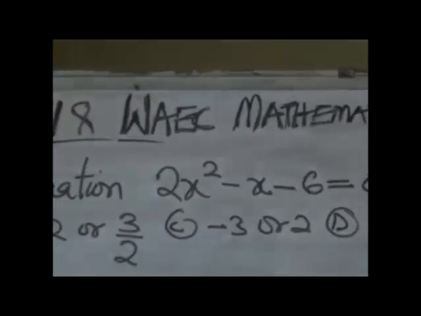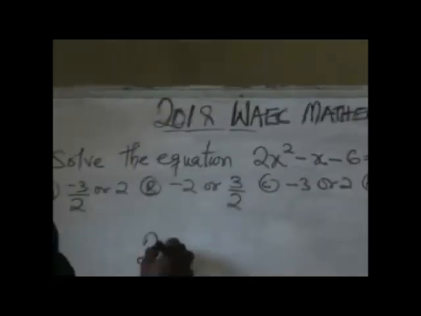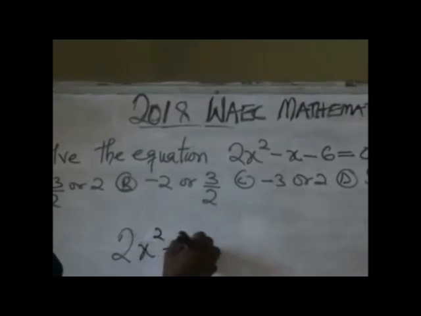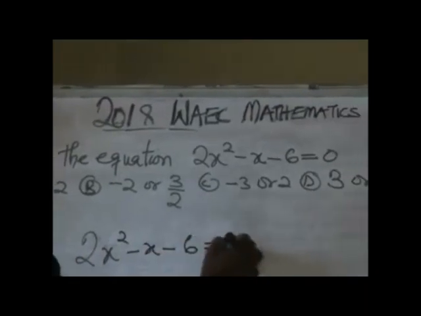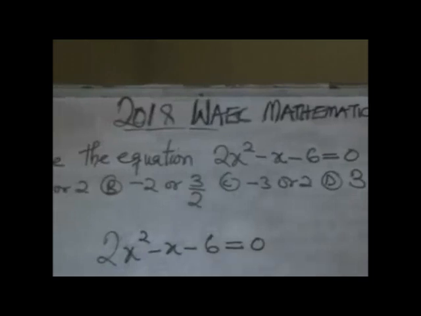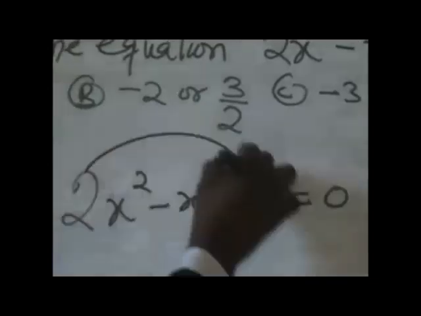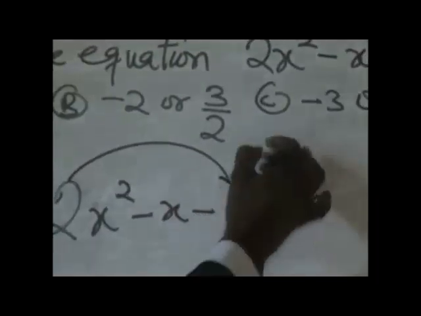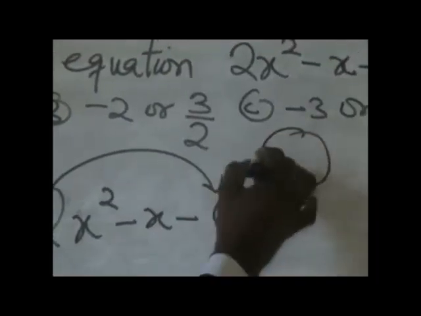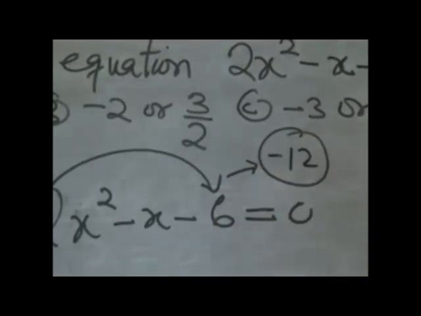The question is, solve the equation 2x squared minus x minus 6 equals 0. This is a quadratic equation. What you simply do is take 2x squared minus x minus 6 equals 0. The coefficient of x squared here is 2. You use this 2 to multiply the last value. Understand? This 2 times minus 6 will give us minus 12. You keep it somewhere.